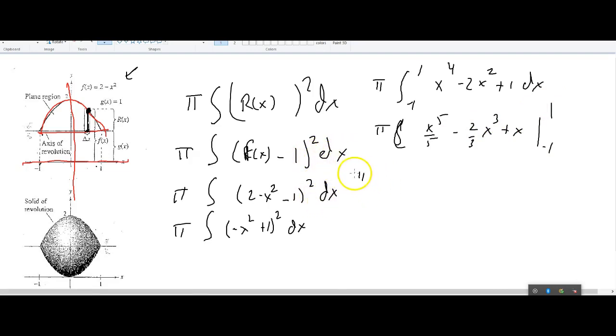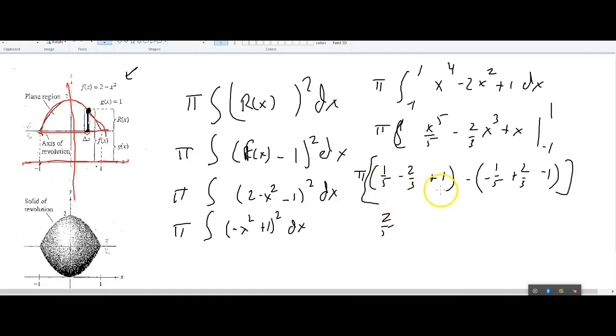And clean this up, I get pi times 1/5 minus 2/3 plus 1, minus parentheses, plug a negative 1 in there, I get negative 1/5 plus 2/3 minus 1. I recognize these are symmetric, and I got a minus sign, so the exact same things. End up with 2/5, because 1/5 minus a negative 1/5 is 2/5, plus 4/3 or minus 4/3, plus 2. Pi out in front.